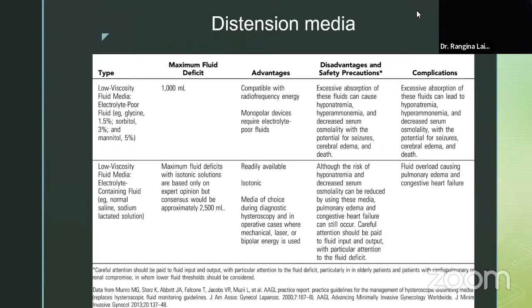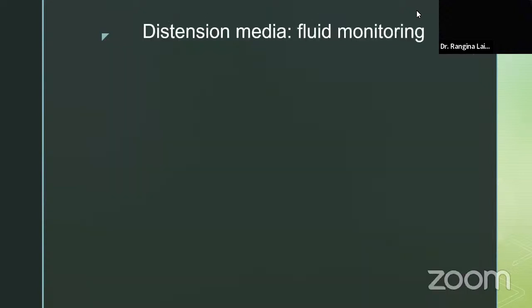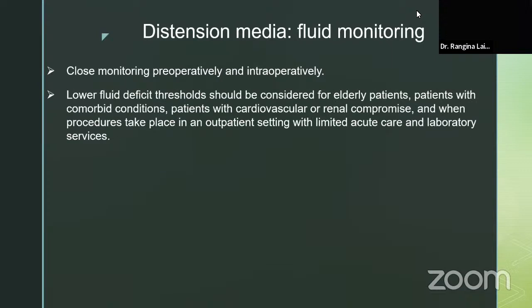So distension media, yes, the same which I have just spoken. This is a very important part. We should monitor preoperatively and intraoperatively. Very importantly, fluid management is very important, and we should always take a proper history. We should ask the sister how much fluid we have used intraoperatively and how much fluid is there in the outlet. We should measure that.